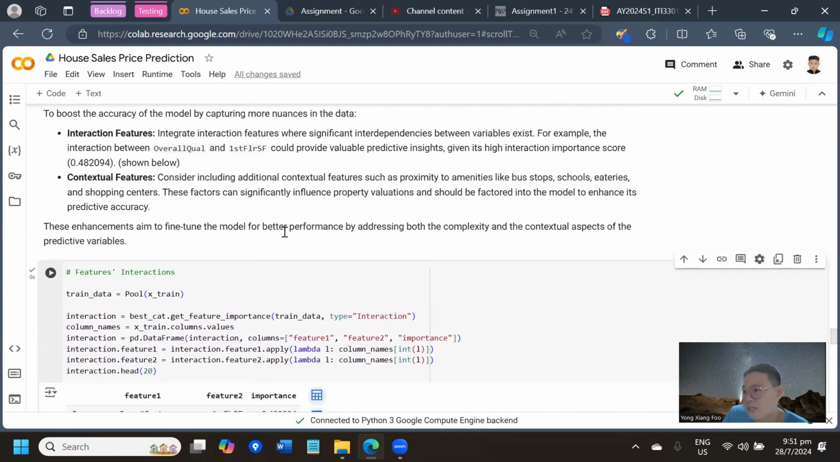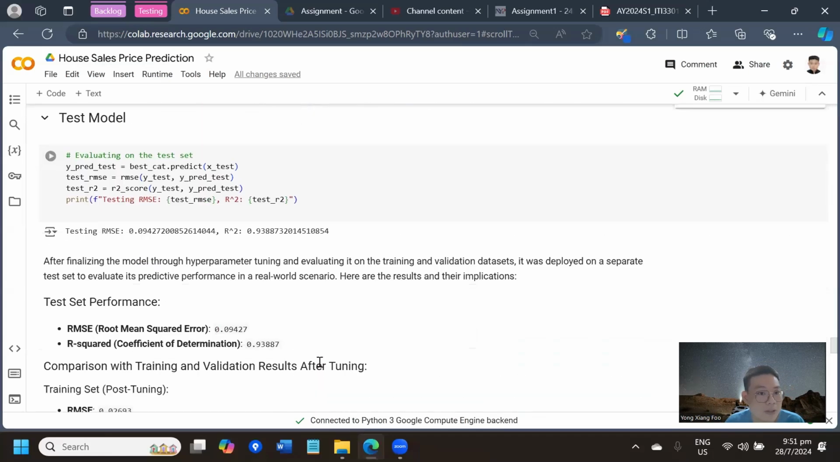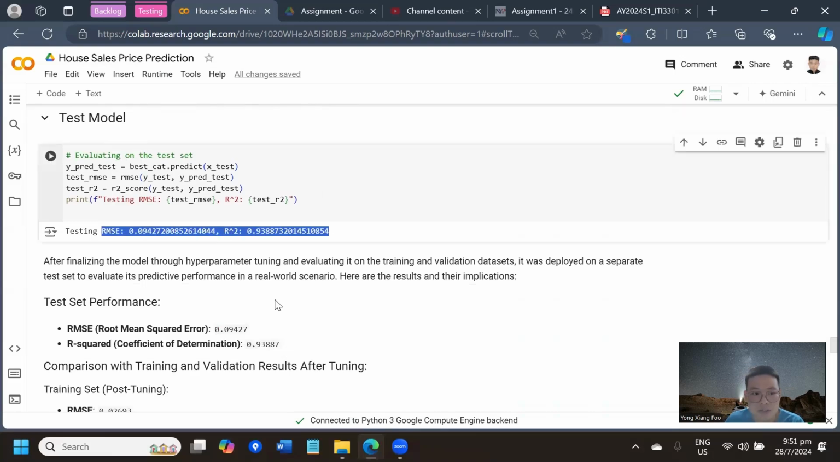And some context features, such as the distance from the bus stop, schools, eateries, shopping center, right? These data can be included as well, but these have to be further obtained from the internet or elsewhere. Okay. And the test model, the testing is also accurate.